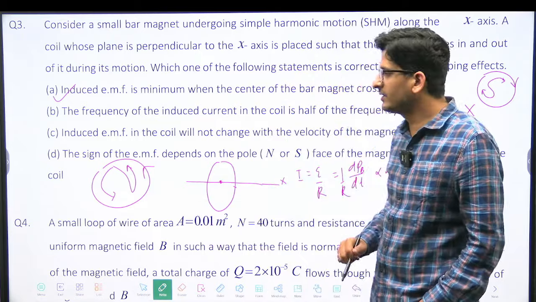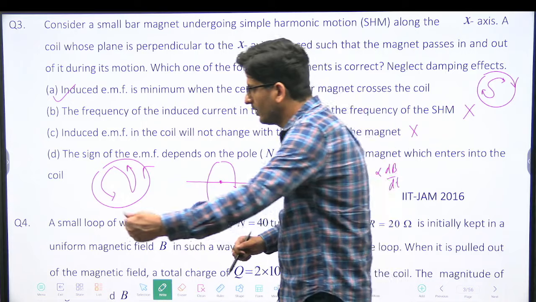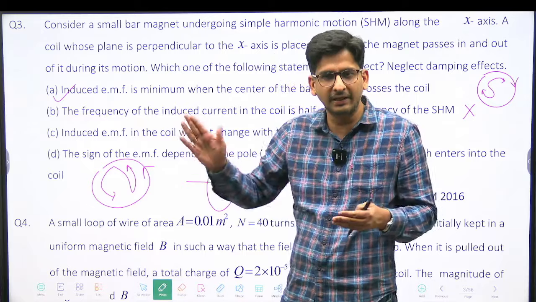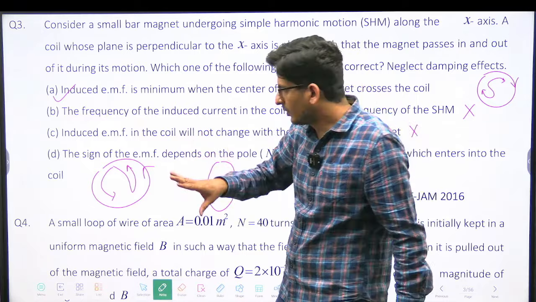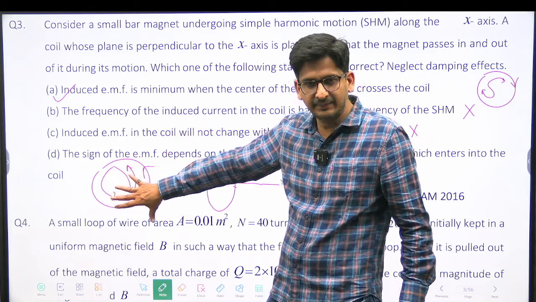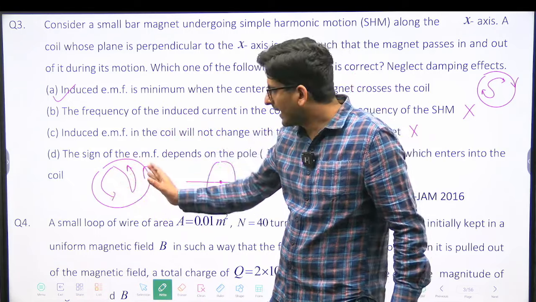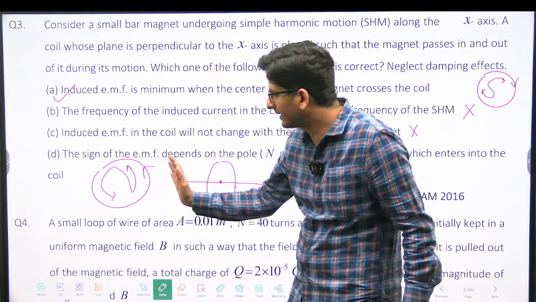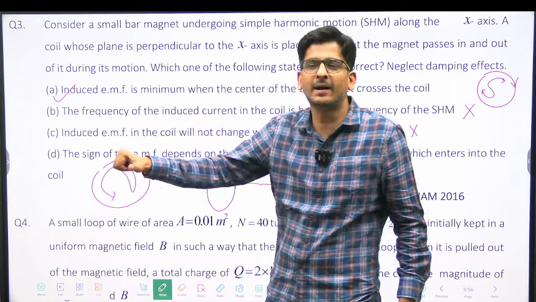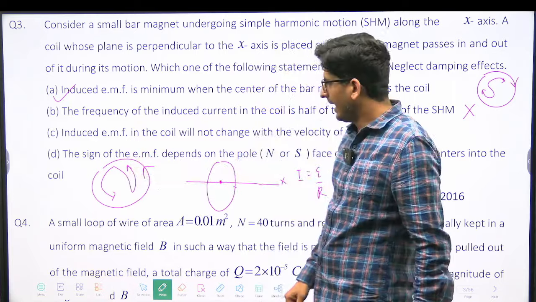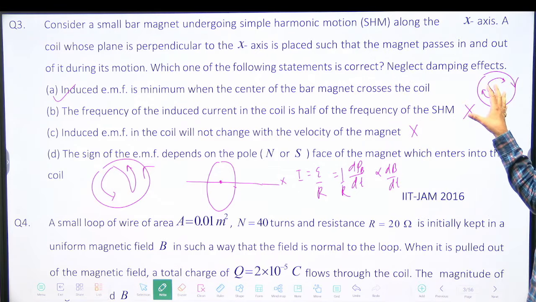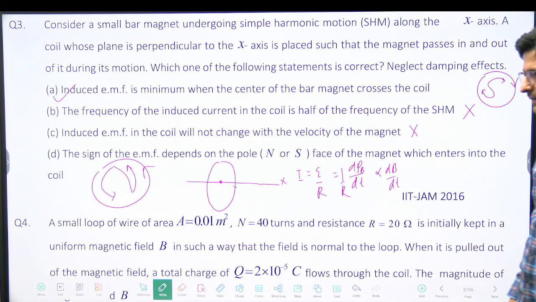It can be understood by, if north pole is approaching here, so magnetic field is increasing, because from north pole magnetic field is coming out. So magnetic flux is increasing. So current will flow in such a direction so as to decrease the flux. So for that, current will flow like this to create opposite magnetic field. And if south pole is coming towards this, opposite will happen.